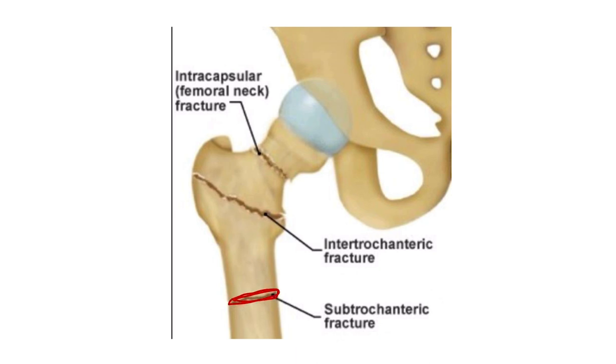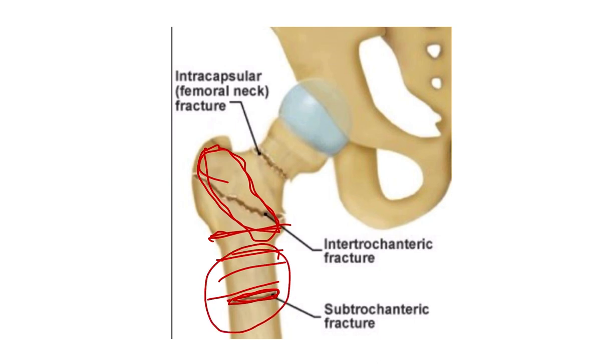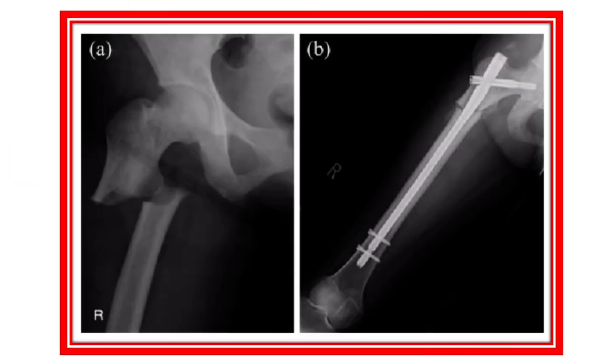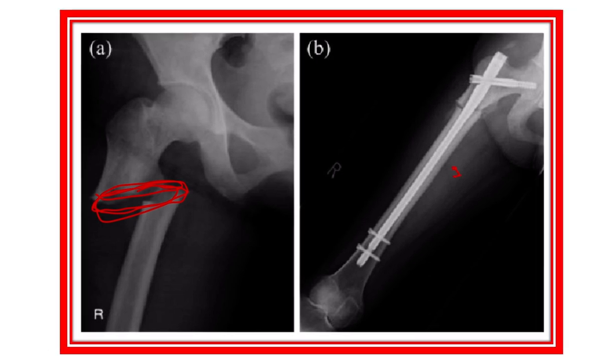That means this line is the trochanteric line or trochanteric area. So below this line is the subtrochanteric area, and any fracture in this region is known as the subtrochanteric fracture of the femur. In case of subtrochanteric fracture, there is a good option which is the IM nail or intramedullary nail. So the intramedullary nail is the best option for the subtrochanteric fracture.